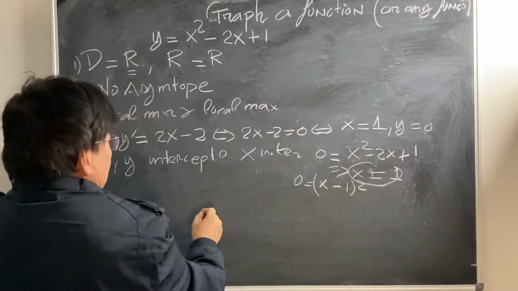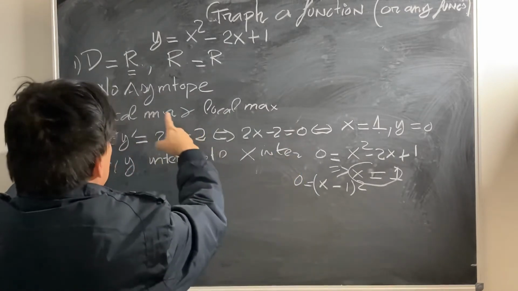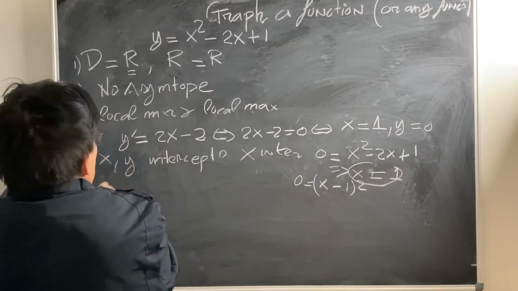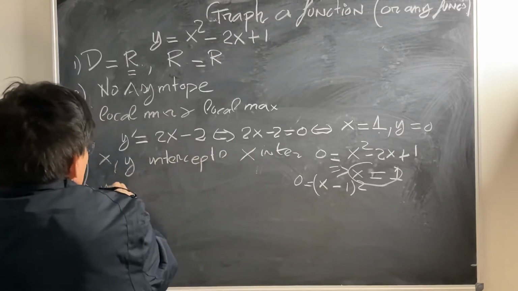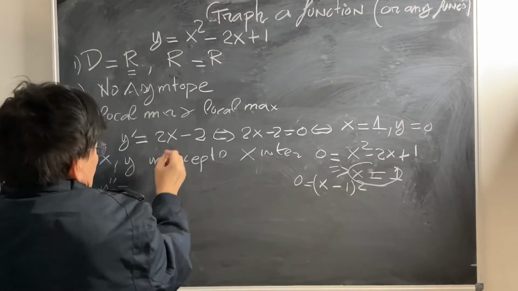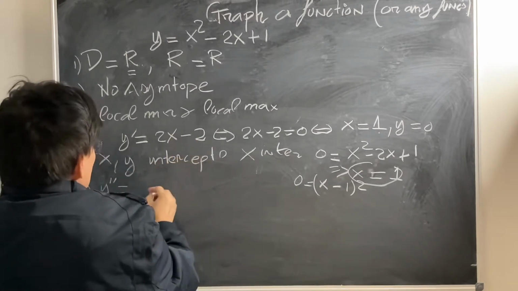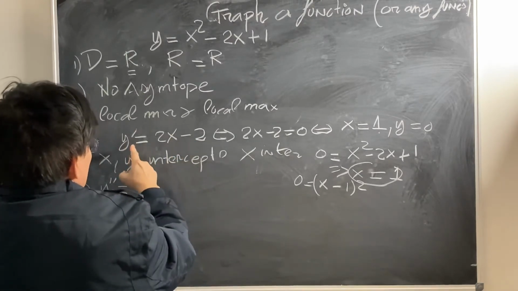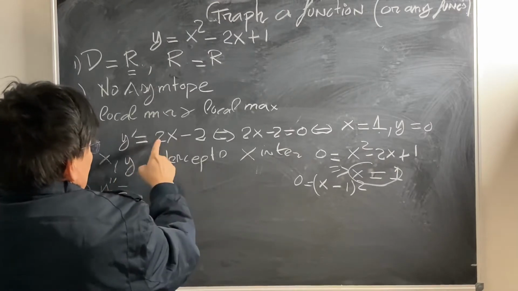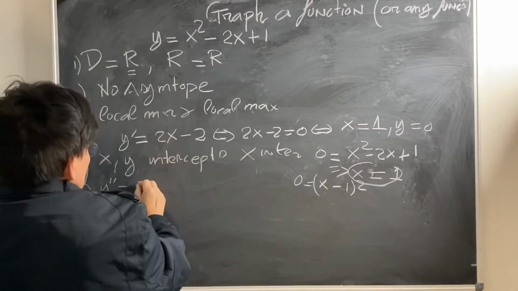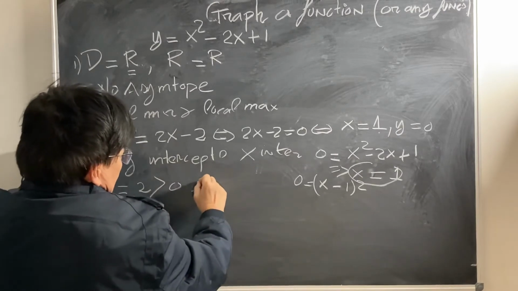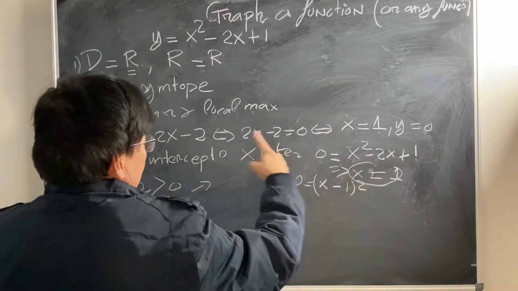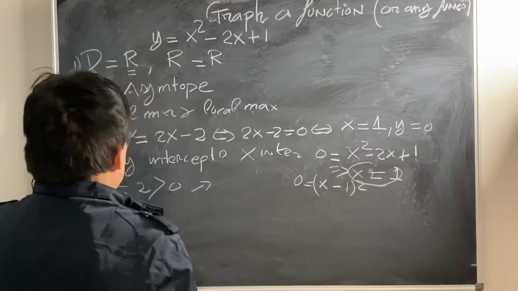Now, for y double prime, we take the derivative of y prime, 2x minus 2, so y double prime equals 2. Positive, so that means the graph opens up.